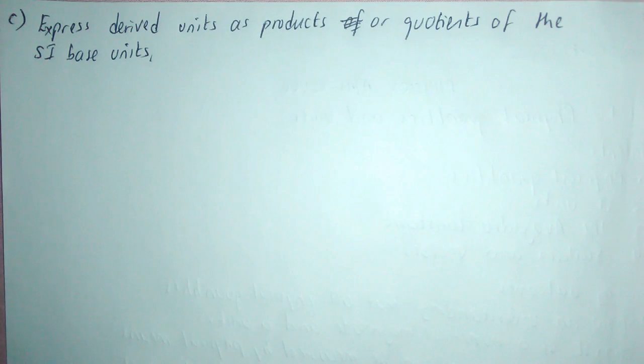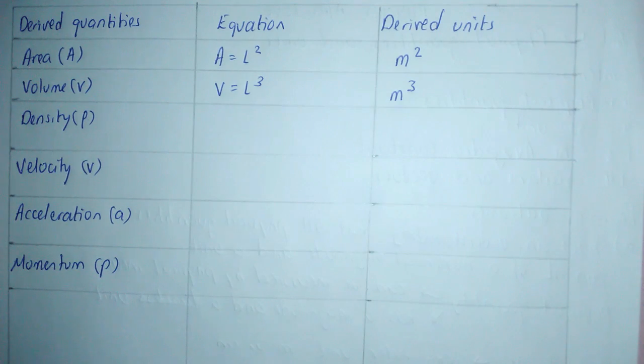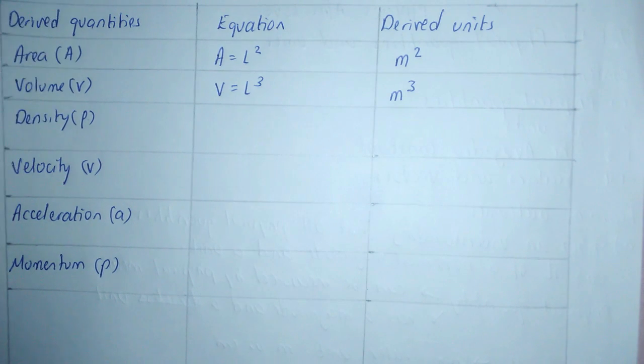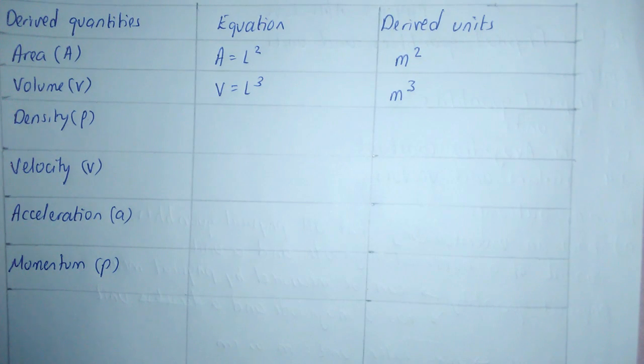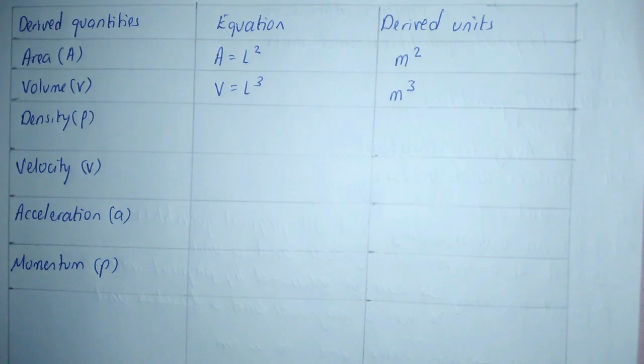Part C. It says express derived units as products or quotients of the SI base units. So we're gonna be doing this one by one, and I'm gonna be drawing a table. So the first derived quantity is area, which is the easiest one, and we all know that area is equal to length squared, or any dimension squared. And the unit for length is meter, so it is meter times meter, which gives us meter squared. Likewise for volume, it is L cubed and it is meter cubed.